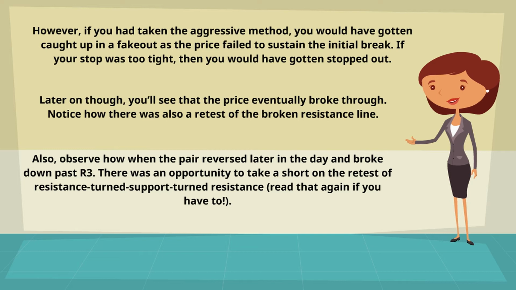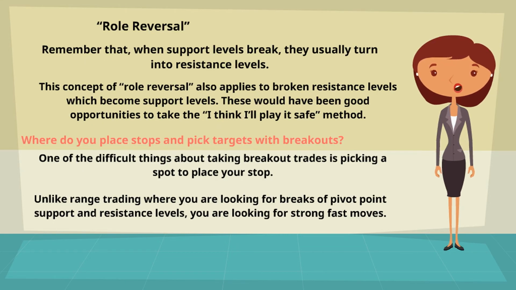Also, observe how when the pair reversed later in the day and broke down past R3, there was an opportunity to take a short on the retest of resistance turned support turned resistance. Read that again if you have to. Role reversal. Remember that, when support levels break, they usually turn into resistance levels. This concept of role reversal also applies to broken resistance levels which become support levels. These would have been good opportunities to take the "I think I'll play it safe" method.